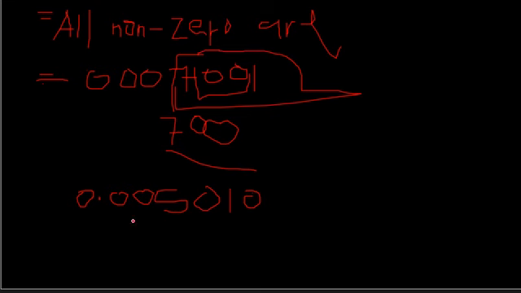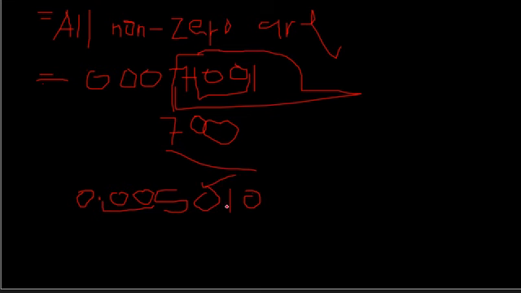Zeros between non-zero numbers are significant. This zero is significant. Zeros after a non-zero number are significant. Same rules, same things. Now let's go to exercises.